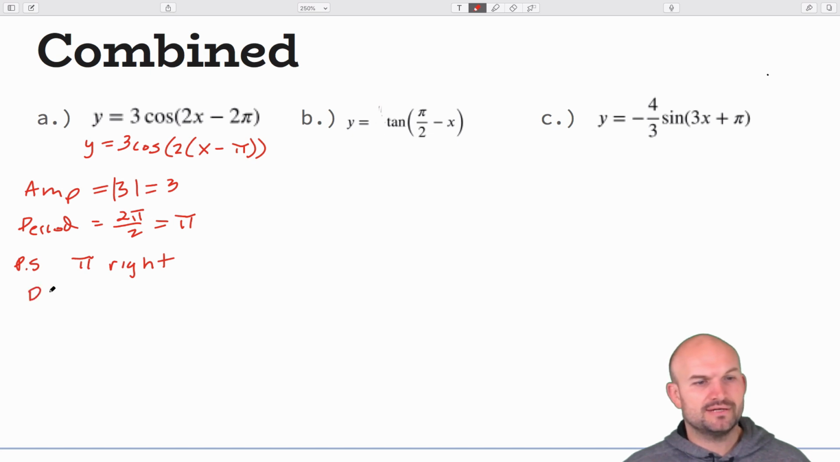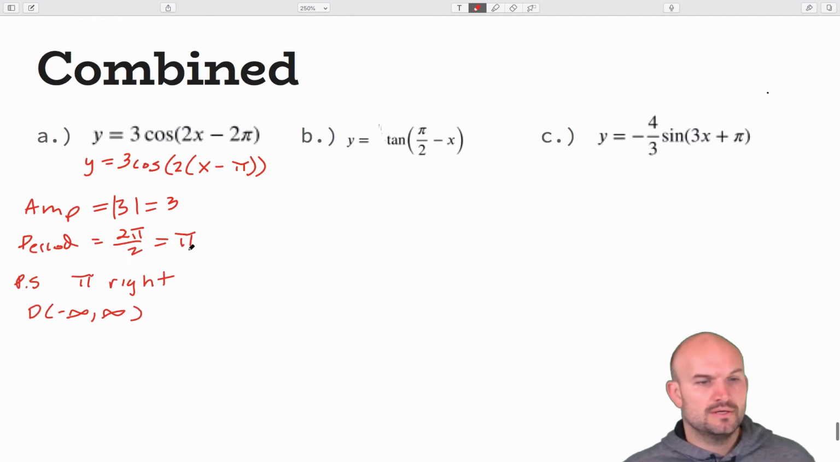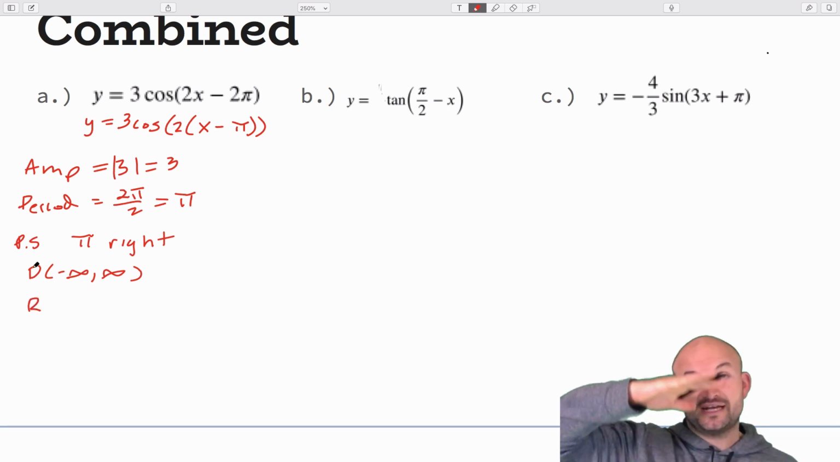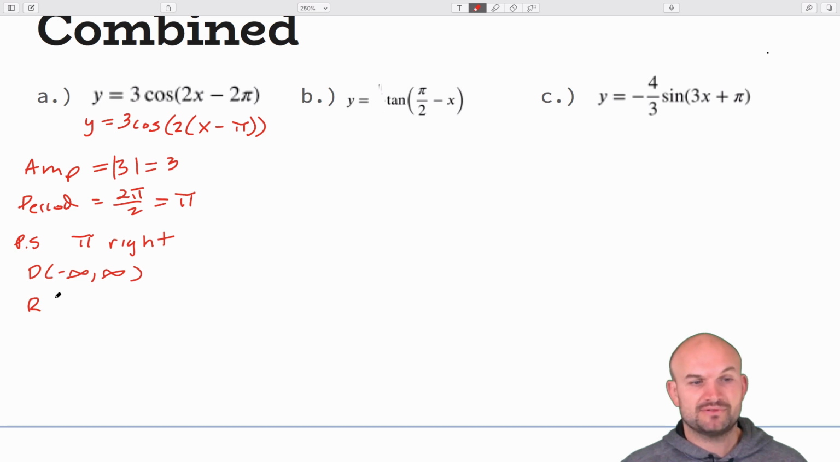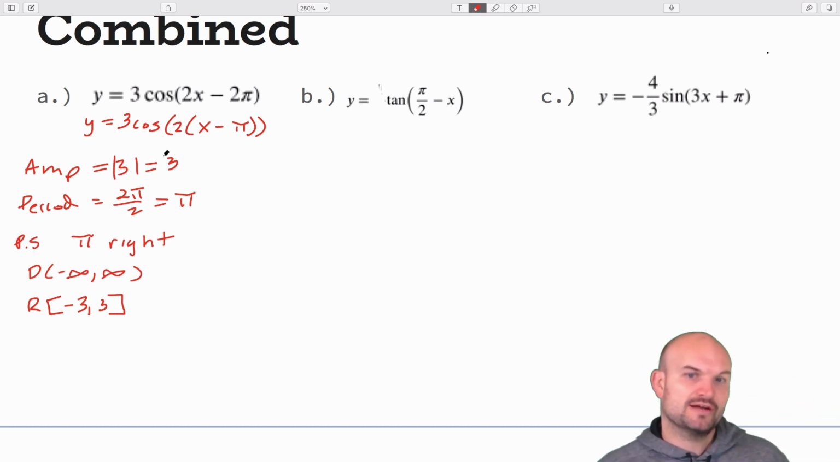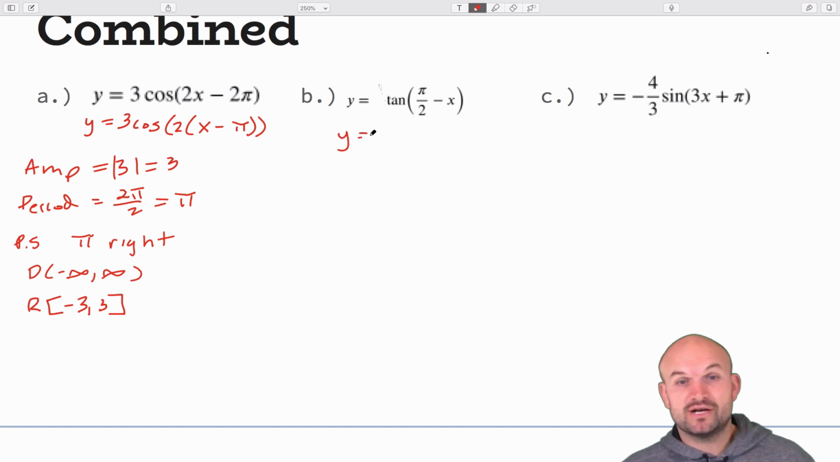But again, my domain here is going to be all real numbers. Domain and range, and then my range though, let's see what the range is. So again, now my amplitude is 3, so it's going to go down to -3 up to +3. Okay, so again, that really main important point is factoring out the 2. In this case, we can see that the x is negative, so I'm actually going to want to rearrange everything. So -x plus pi halves.